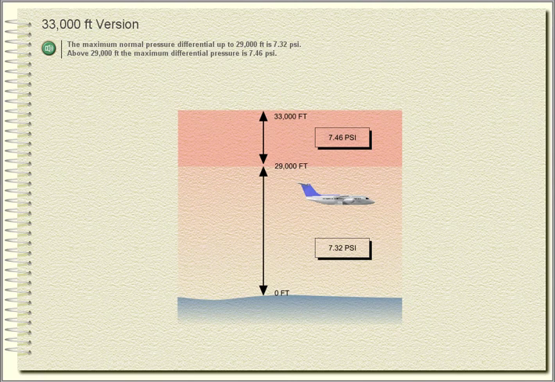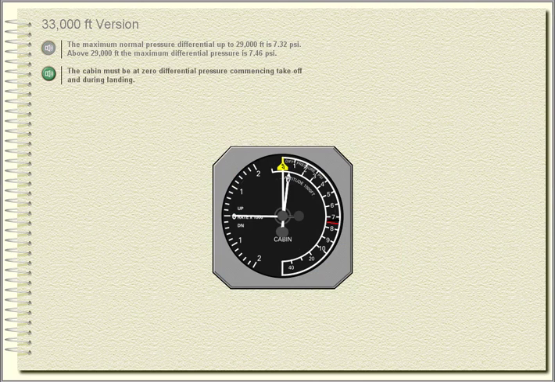(33,000 feet version). The maximum normal pressure differential up to 29,000 feet is 7.32 psi. Above 29,000 feet, the maximum differential pressure is 7.46 psi. The cabin must be at zero differential pressure commencing takeoff and during landing.